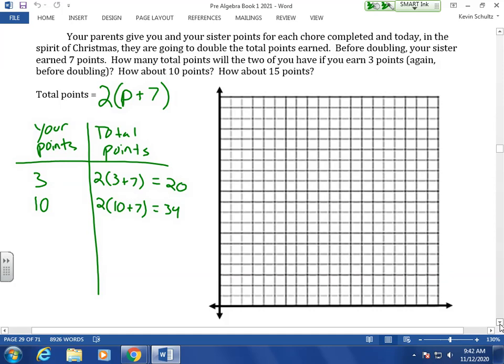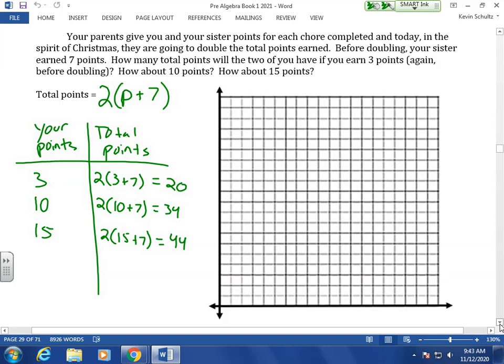And how about if you are super productive and earn 15 points? So again, the only thing that changes in our expression is the variable, not the 7, not the times 2, just how many points you earned. How many total points have been earned here? 44. 15 plus 7 is 22. That gets doubled, and we get 44.